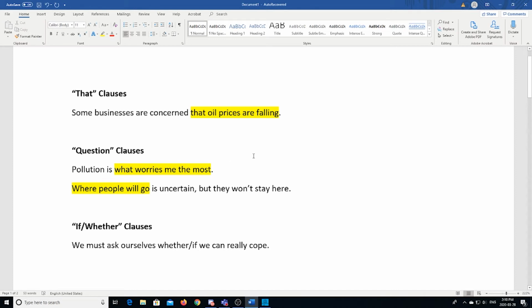One important thing to note about this is even though we are using question words, we do not end it with a question mark because we are making a statement, we are not asking a question. So very important that you end these with a period rather than with a question mark.